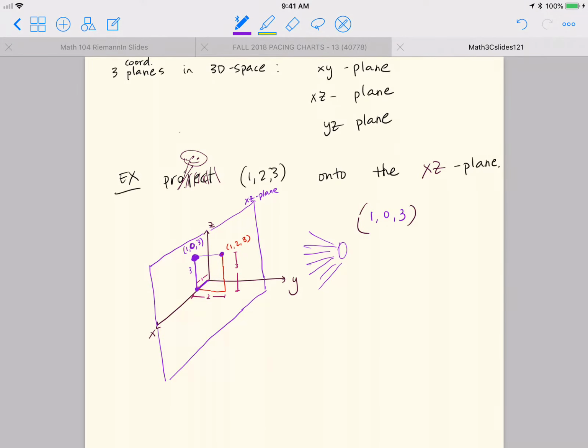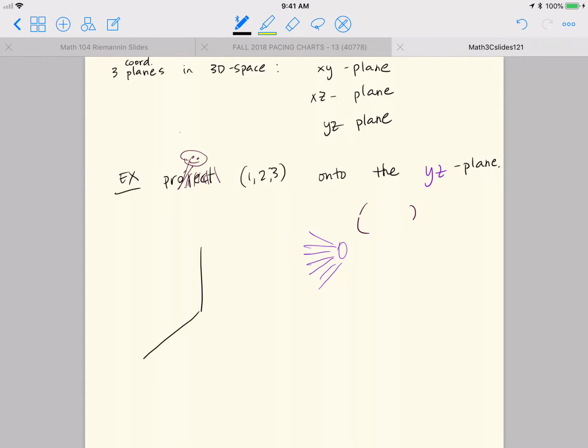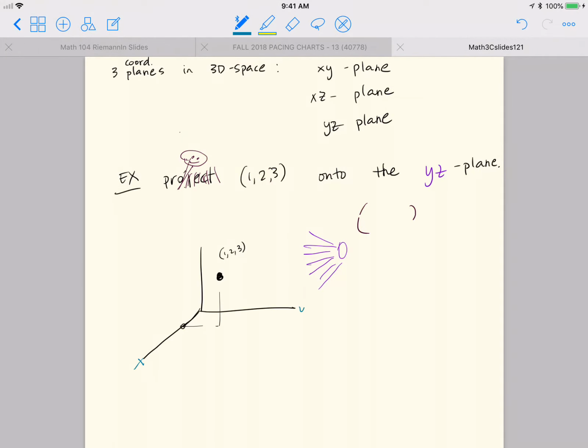And lastly, let's see what happens if we project this point 1, comma, 2, comma, 3 onto the yz plane. So onto the yz plane, so we're coming 1, 2, 3. Okay. So this is 1, comma, 2, comma, 3. And the yz plane involves the y-axis and the z-axis.